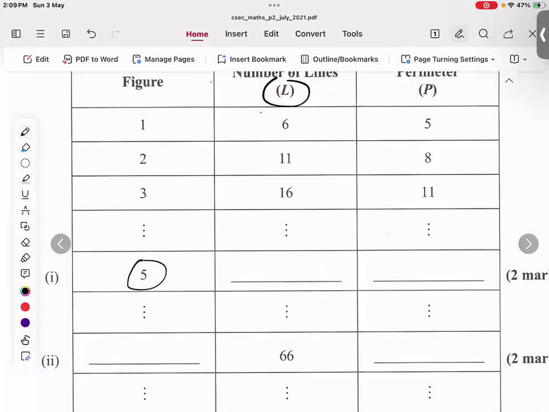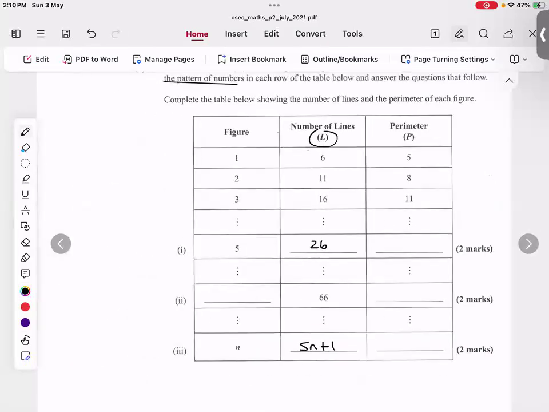Alright, so come here now, Jabari. 5 times 5 is 25, plus 1 is what? 26. Alright, take your time, sir. Take your time. I appreciate that. When I get too excited in the exam, when I see I get to grade 1, you know.